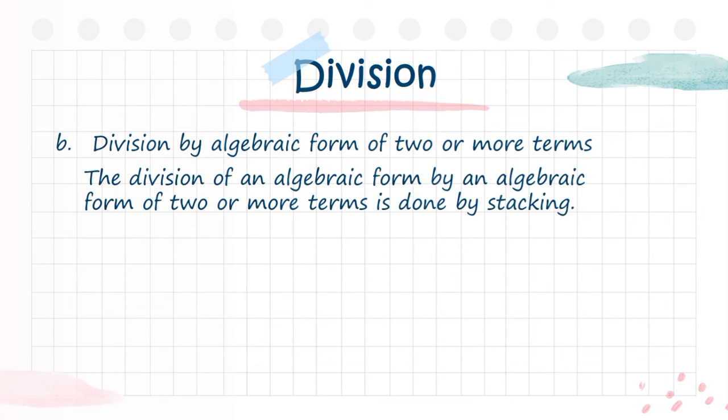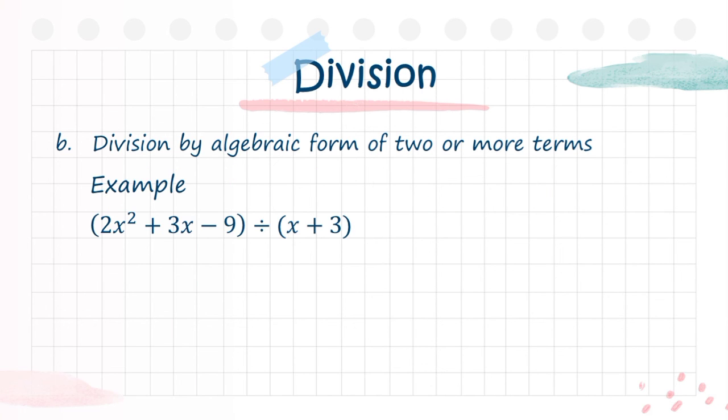B. Division by algebraic form of two or more terms. The division of an algebraic form by an algebraic form of two or more terms is done by stacking. Example: open bracket 2x to the power of 2 plus 3x minus 9 close bracket divided by x plus 3. First, we enter 2x to the power of 2 plus 3x minus 9 divided by x plus 3.